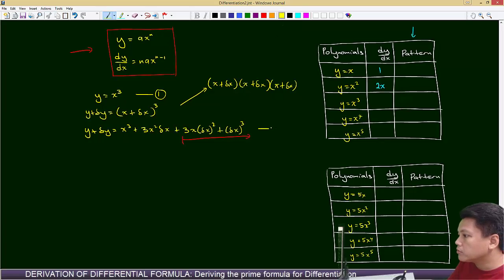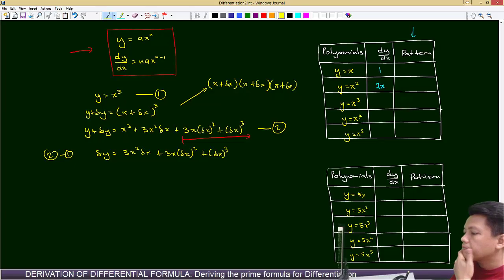By the way, this is equation 2. So 2 minus 1. This whole thing divided by delta x. We can do this with our eyes closed already by now.